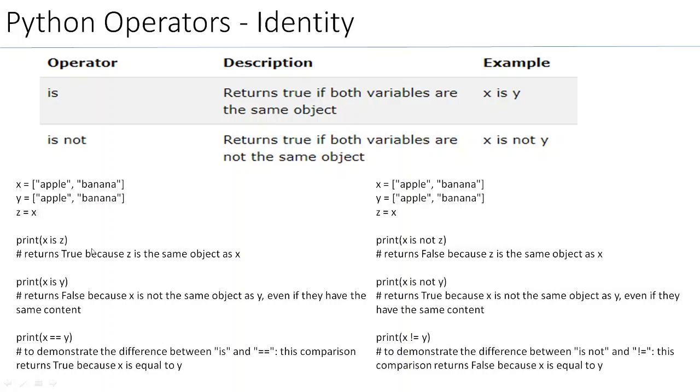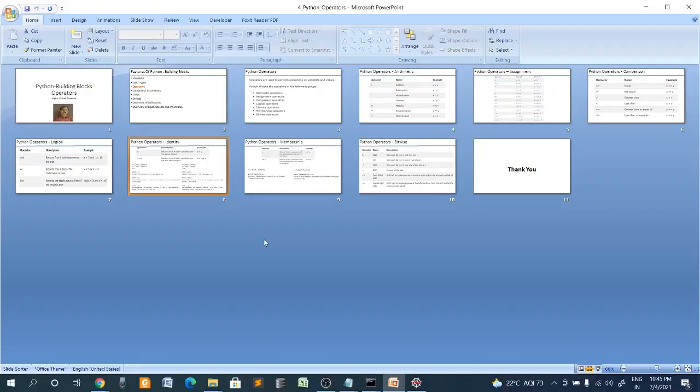As it is the same object, it is going to return true. If it is not the same object, it would return false. So in this way, we can use x is and then is not. That is the identity operator.